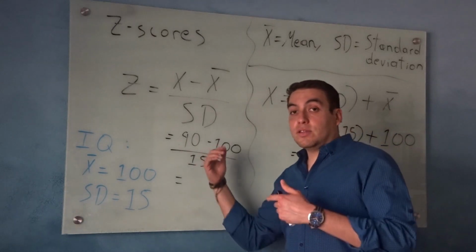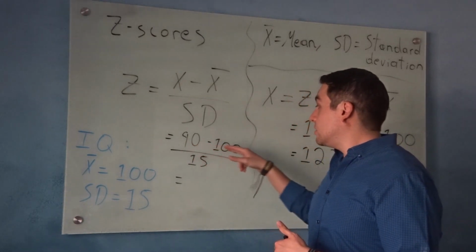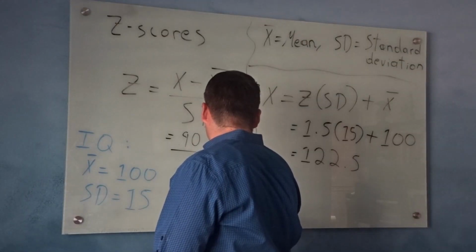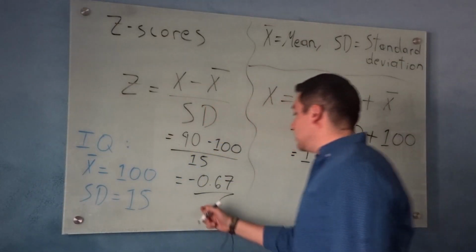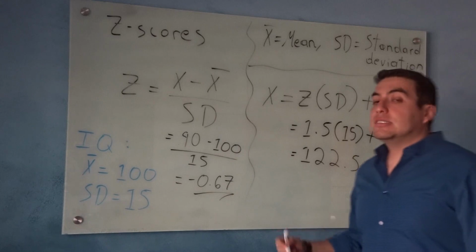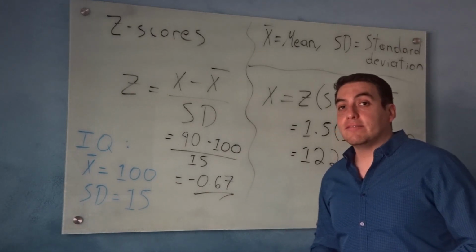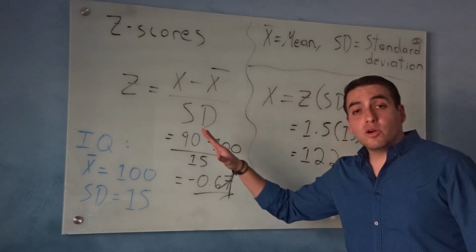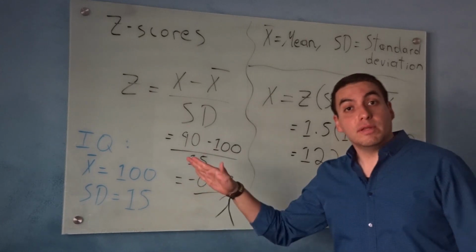This is going to take us into the negative numbers because it's going to be 90 minus 100, which is minus 10, divided by 15. So it's going to give us a z-score of minus 0.67. A z-score that is in the negative realm implies that it's below the average, it went below the mean.